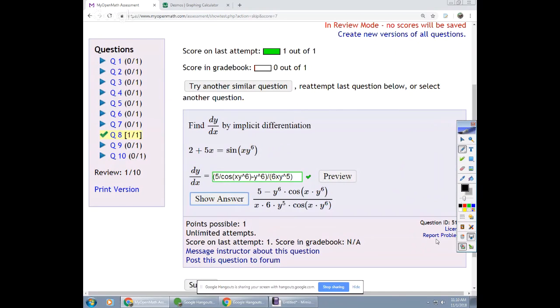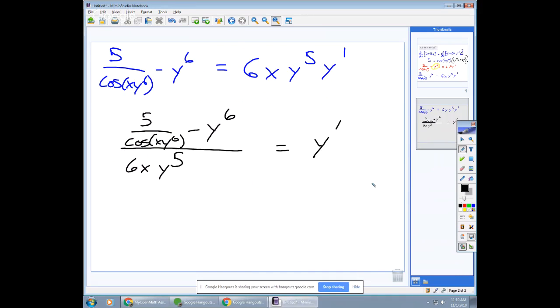Wait, can you click show answer real quick? Yeah, so they took the approach where they distributed the cosine through, and where I divided by it. And another way to get from that to my answer is you could multiply top and bottom here by cosine xy to the 6th. That would give you the same result.